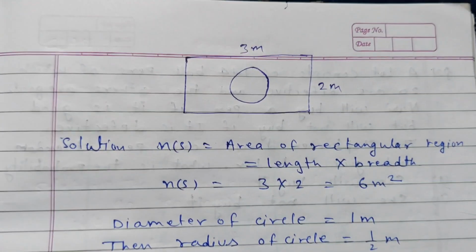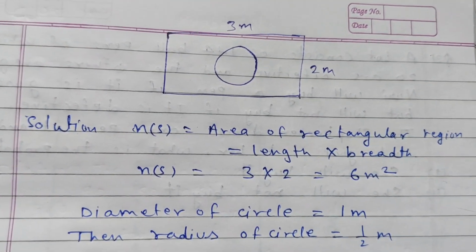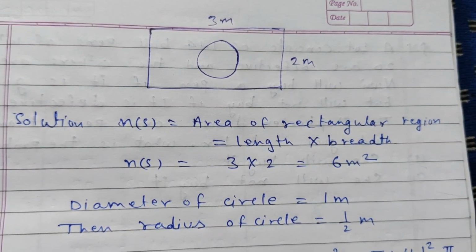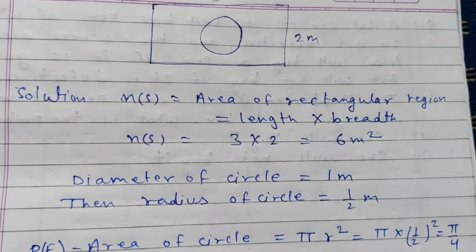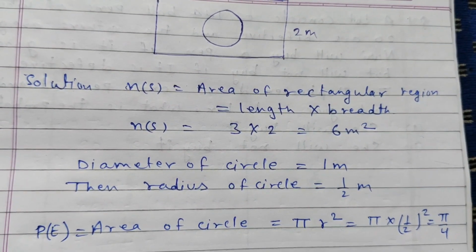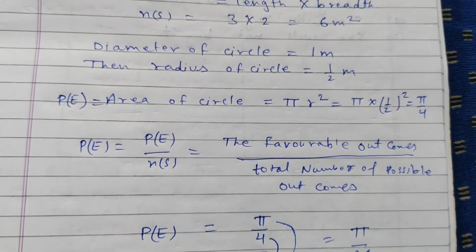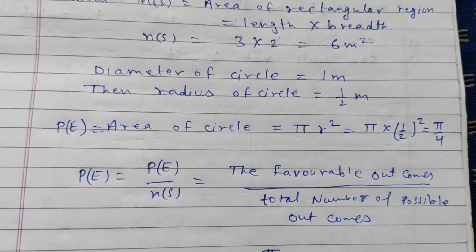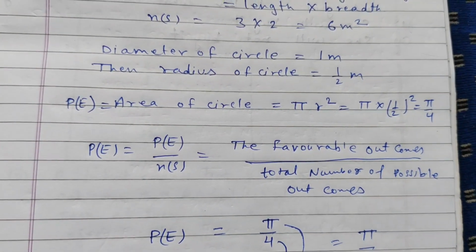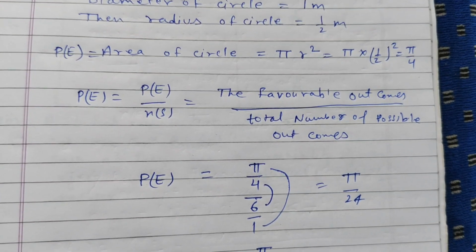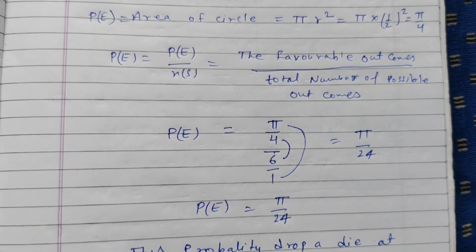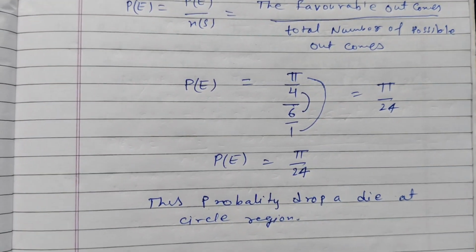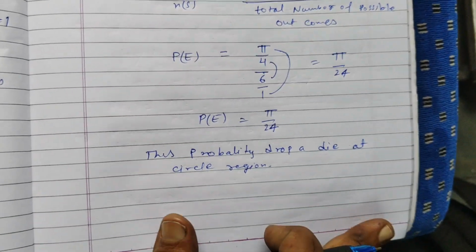Again repeat this question. Here the area is given, 3 into 2. The area of rectangular region is length into breadth, 3 into 2, 6 meter square. Diameter of circle is 1 meter. So then the radius of the circle is 1 by 2 meter. Area of circle is pi r square, so pi (1 by 2) square, pi by 4. P(E) by n(S), favorable outcomes upon total number of possible outcomes. So P is pi by 4 into 1 by 6, pi by 24. This is the probability of dropping a die at a circular region. हमने इसको सर्कुलर रीजन में सॉल्व किया.